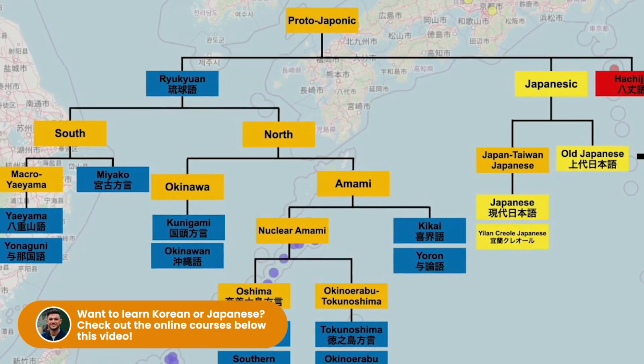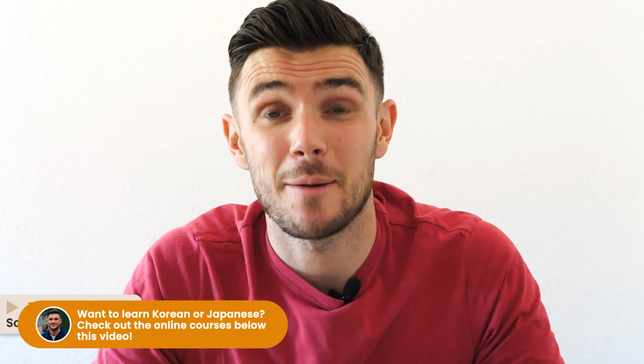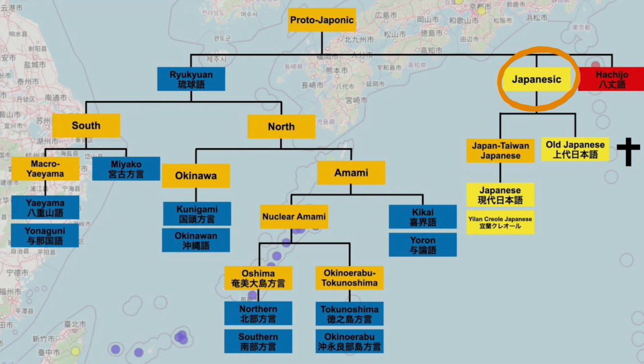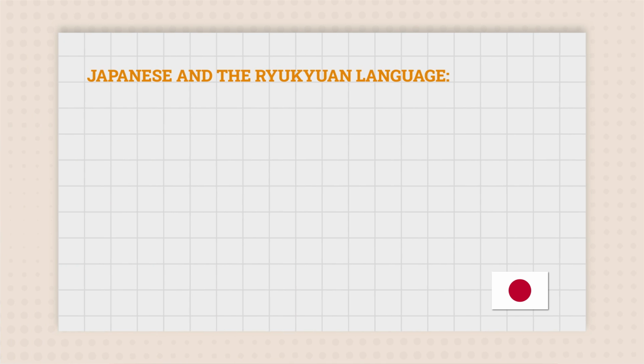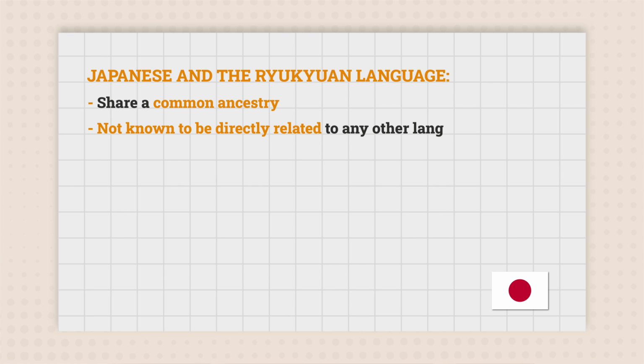It belongs to the Japonic language family, which includes several dialects and languages spoken on the Japanese archipelago. The two main branches are Japanese, that's the dominant language, and the Ryukyuan language. These languages share a common ancestry and are not known to be directly related to any other language family.